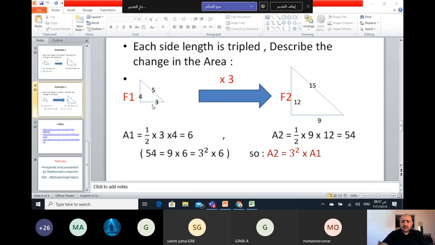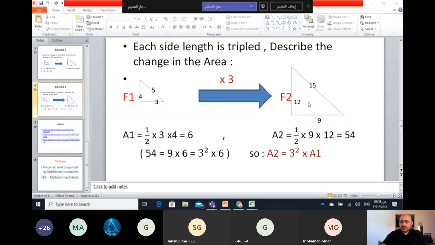As you know, here we have a triangle. The area of a triangle will be 1 over 2 multiplied by the base multiplied by the height. So A1 equals 1 over 2 multiplied by the base, which here will be 3, multiplied by the height, which will be 4. Now, how to solve? 3 times 4 is 12. 12 divided by 2 will be 6. So the area in figure 1 will be 6.